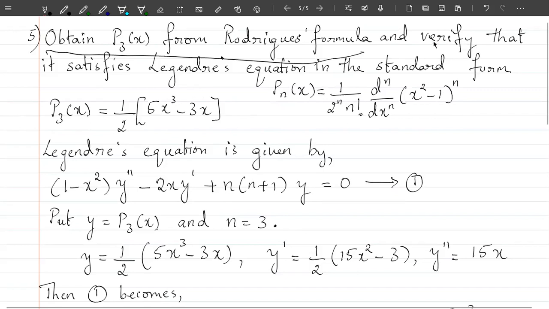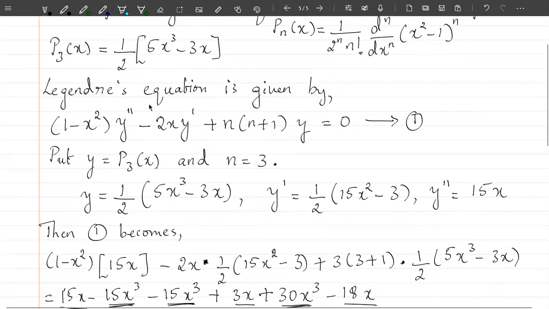Once that is done, verify that it satisfies Legendre's equation in the standard form. So what do you mean by this? That P3 of x satisfies Legendre's equation in the standard form. That means when you take the value of y as P3 of x in the Legendre's equation, the equation should become 0. So, what is the Legendre's equation? The Legendre's equation is given by 1 minus x square into y double dash minus 2xy dash plus n into n plus 1 into y equal to 0.